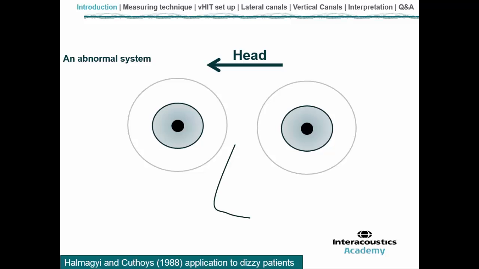This corrective jump back is known as a catch-up saccade, as it's the saccade system which generates this movement, not the vestibulo-ocular reflex.